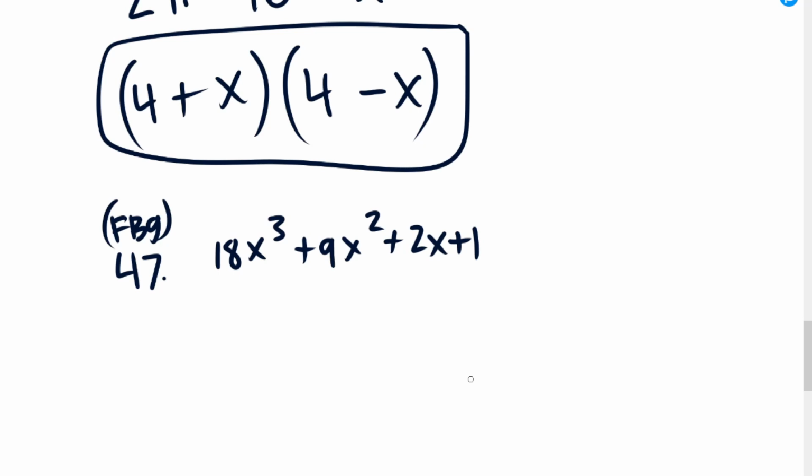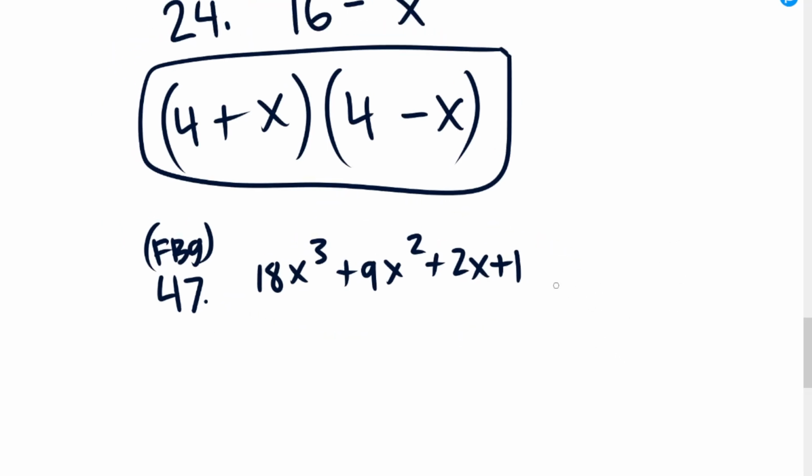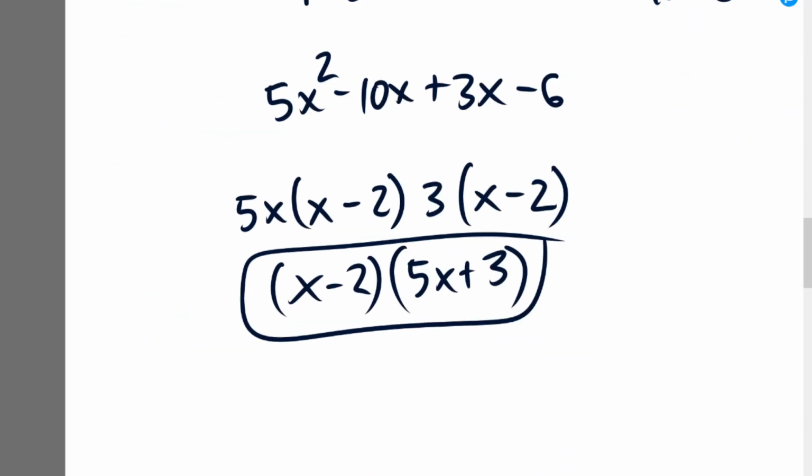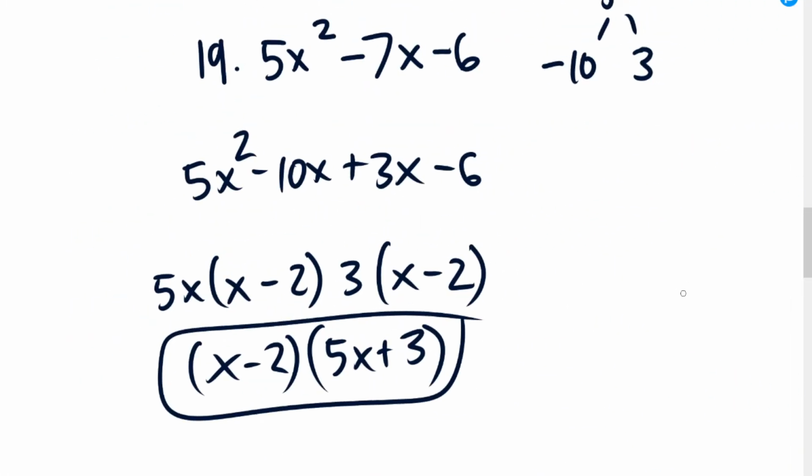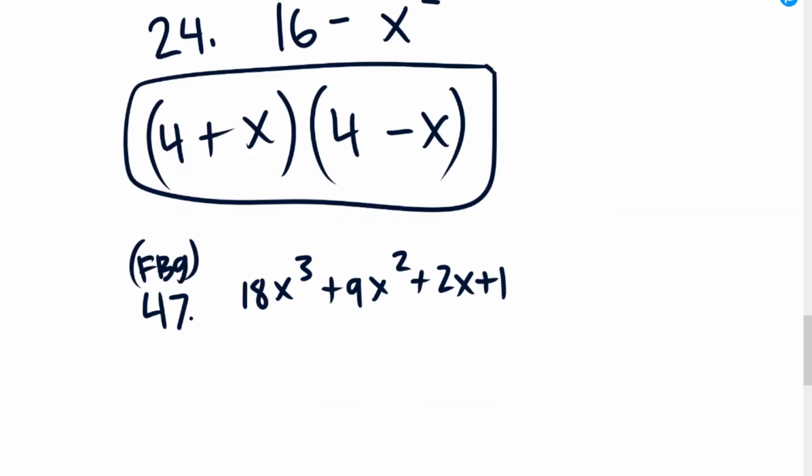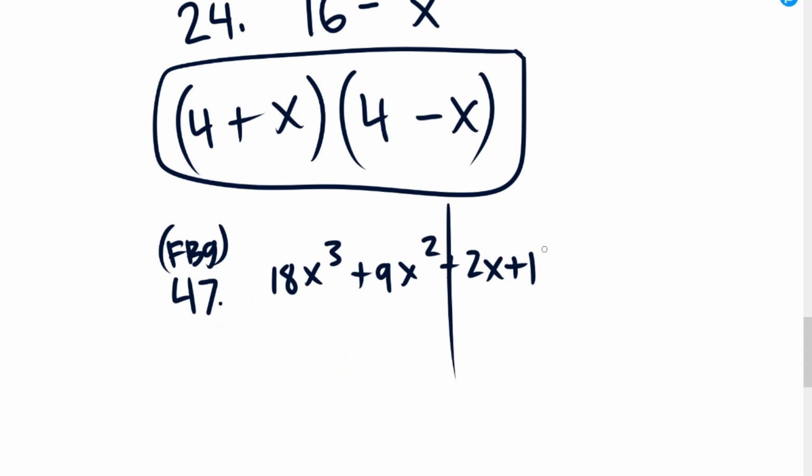However, in this problem, none of these terms have anything in common. So we can treat it very similarly to what we did before with factoring using the AC method, where we split it apart like this, drawing a line between the two groups, and take it one at a time. What if I take this out? What do these have in common? These both have a 9x squared in common, and that will leave us with a 2x plus 1.